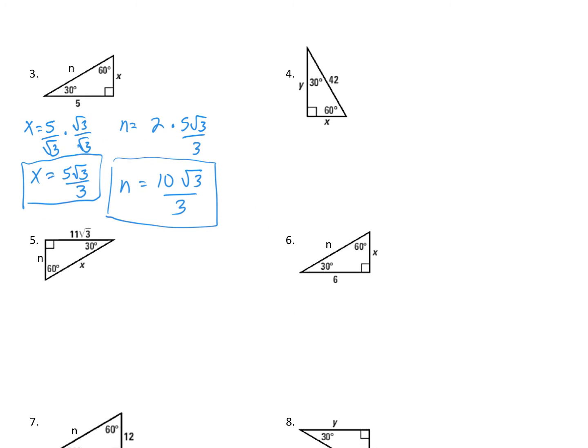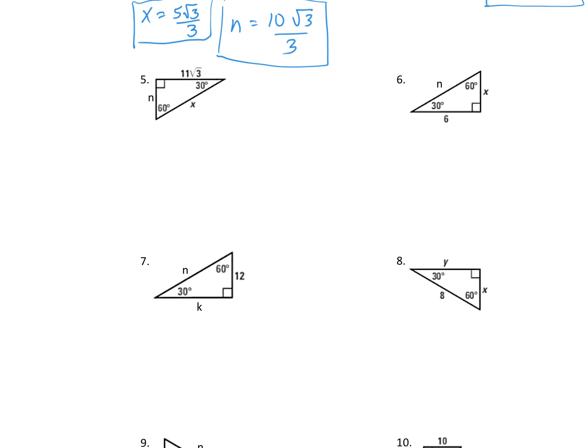Number 4, we have the longest side, so my x needs to be half of that. So 42, divide that by 2, x should equal 21. And my y is then 21 root 3. We just got to multiply root 3 to the shortest side. Number 5, we got a root 3 on the side, which is the 60 degree. So my n should equal 11 root 3. Divide that by root 3. These cancel out, so n equals 11. X should just be twice as much. 2 times 11 equals 22.